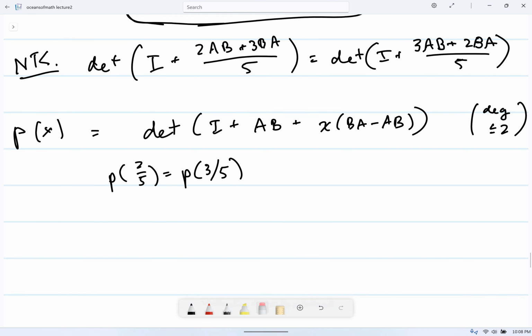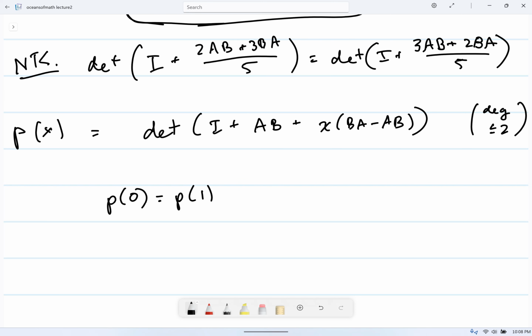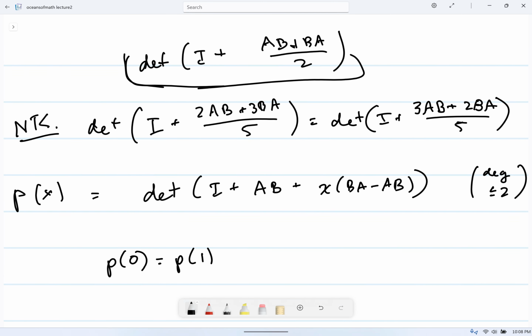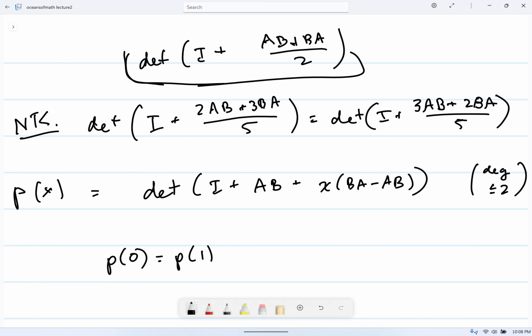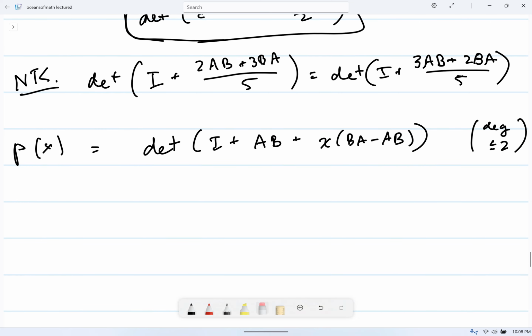Again, I'm going to exploit symmetry here. Instead of having to show this relationship, I'm going to recognize that if I can show p of 0 is equal to p of 1, well then I'm pretty much there, because I've shown symmetry about this crucial x equals 1/2, right? As long as we show that the quadratic polynomial is symmetric about x equals 1/2, we're done, right? Due to the fact that we know that it's at most a quadratic.